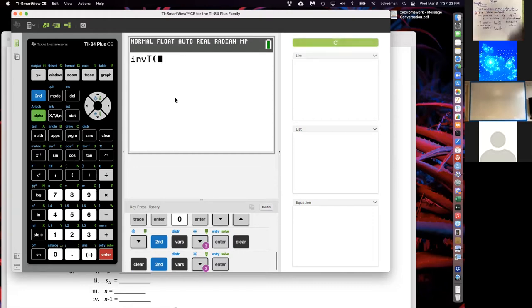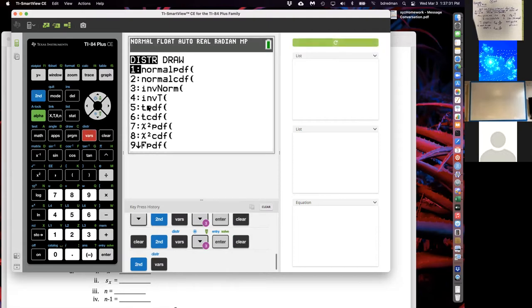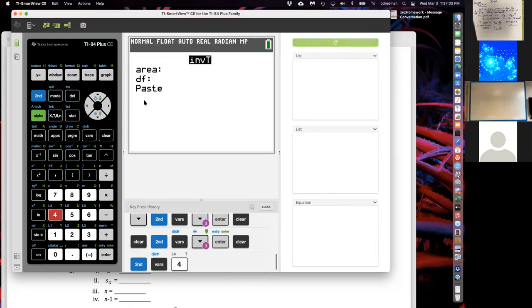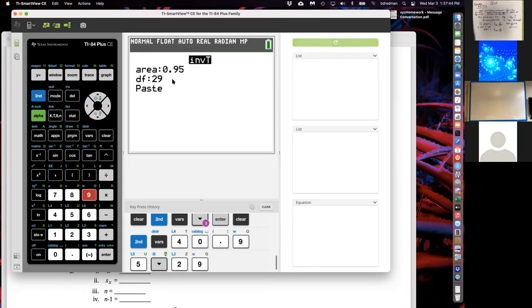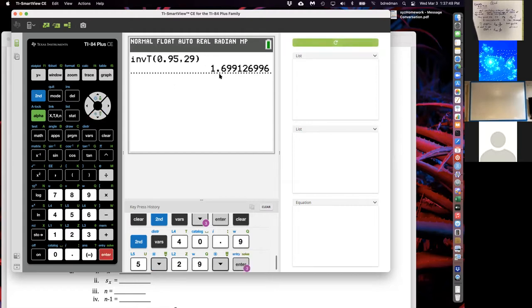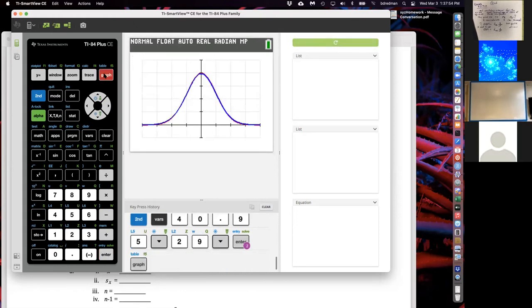I'll write these things on my paper. So I want, let's get the screen that shows me this. I want the area to be 95% to the left. I want 95% of the area to the left. This graph that I'm using has 29 degrees of freedom. And I want to calculate where that number will be. Calculator says 1.6991. Now let's go back to the graph and do the area under the blue curve from 1.6991.